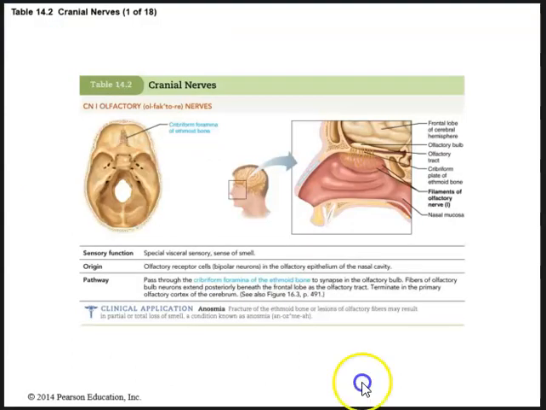And here we can see the olfactory nerve and then its little protrusions within the nasal cavity here. Okay, and then you can read about the different parts of the origin and the pathway of cranial nerve 1.